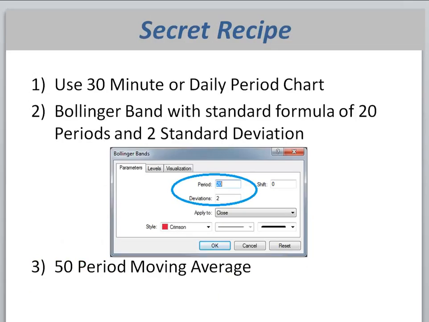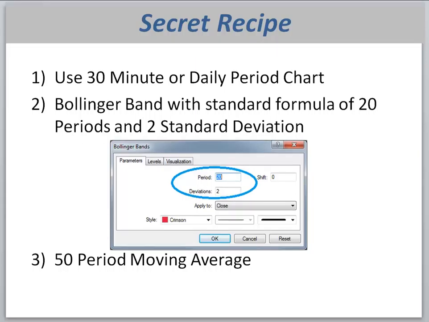Okay. So let's just bring up our chart over here. Before we get to that, here's a little secret recipe in putting together the strategy. We're going to use a 30-minute or daily period chart. I've found in my own trading that the 30-minute or daily charts work best for the Bollinger Band strategy. I'm not really sure why. I have a couple theories, but I'm not going to get into that. Just in general, the 30-minute and the daily chart works the best.